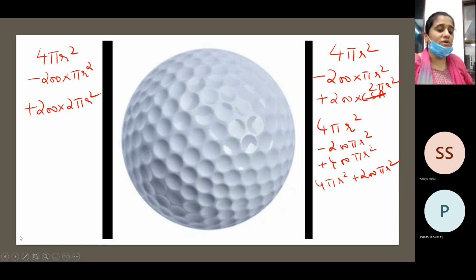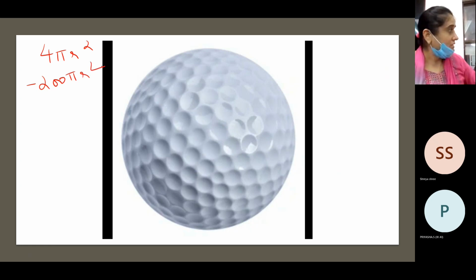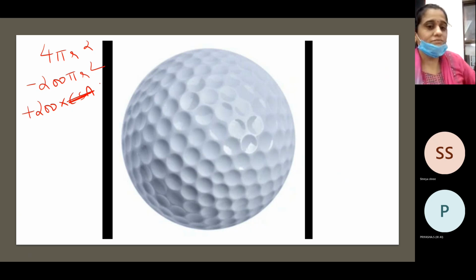Since it's time, maybe we can do it again in the next class. So it's going to be the TSA of the ball, which is 4 pi r square. But what is missing? Minus 200 pi r square, which is missing. What is newly added or created is 200 into CSA of the hemisphere. This is the answer. All right.